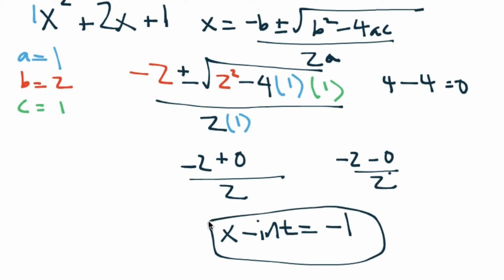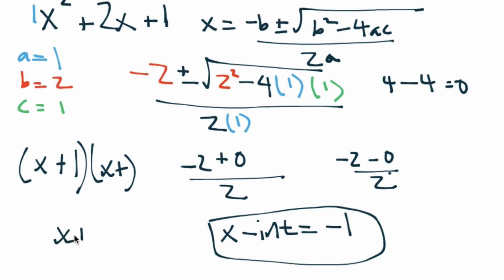And also, if you're clever enough to realize, there's so many ways to figure out solutions, but if you notice, you can actually factor this, and it's a perfect square. It's x plus 1 times x plus 1, which will also just be written as x plus 1 squared. And if you set that equal to 0, when the y value is equal to 0, x is going to also equal negative 1.